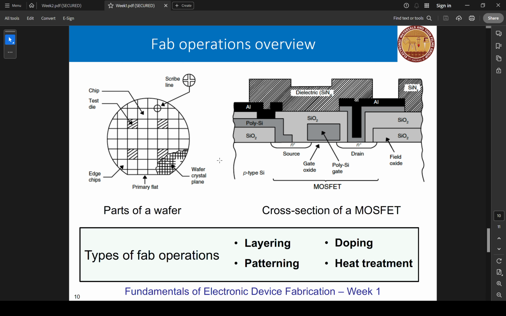Normally silicon, like we have taken here, is p-type. I'm asking how you create the source and drain. Usually we make the metal contacts, we take a source and drain.